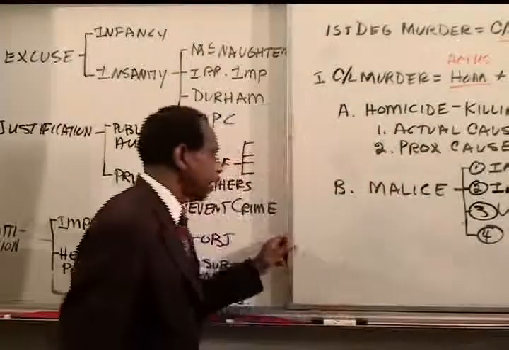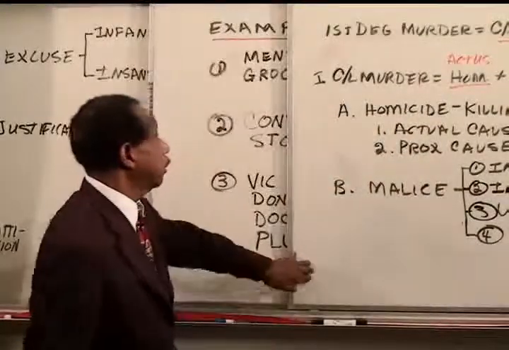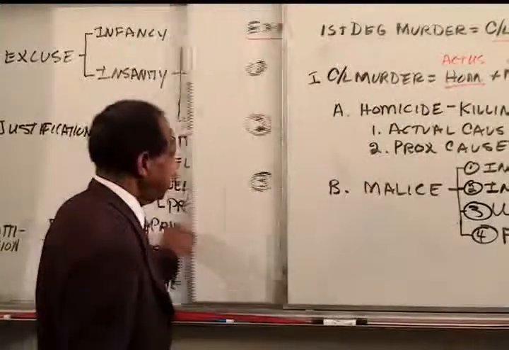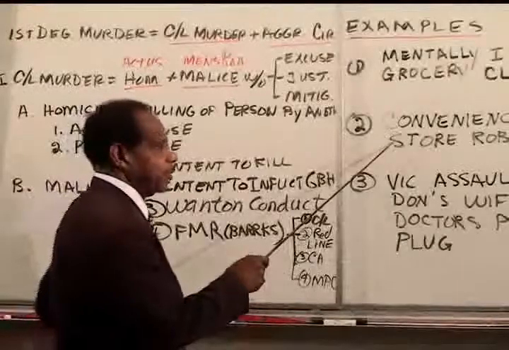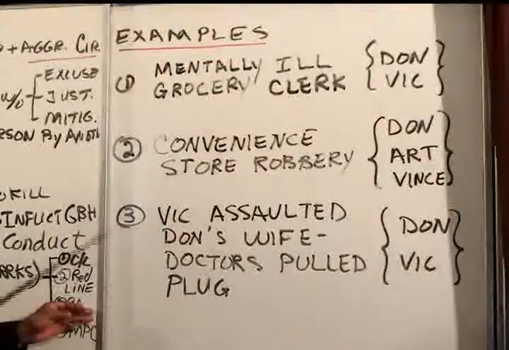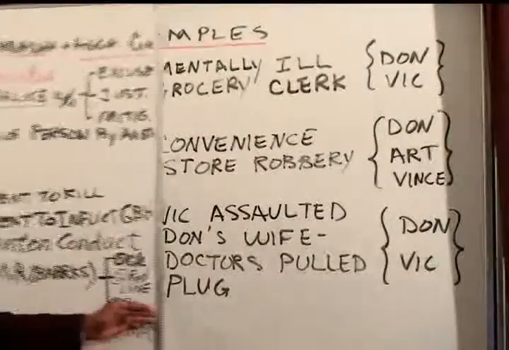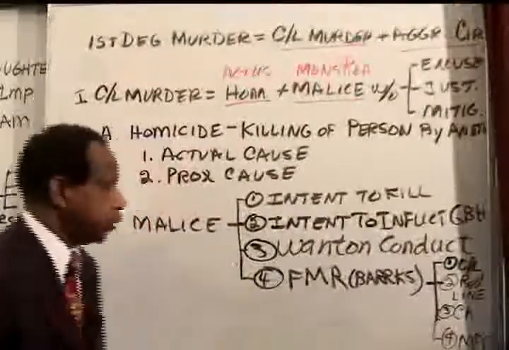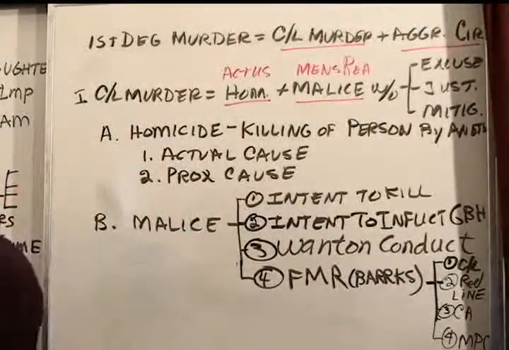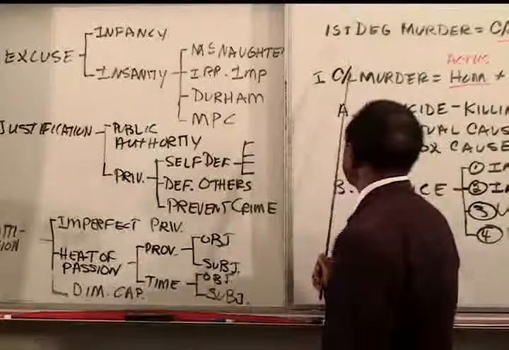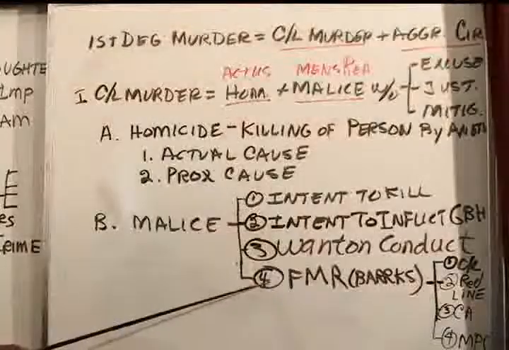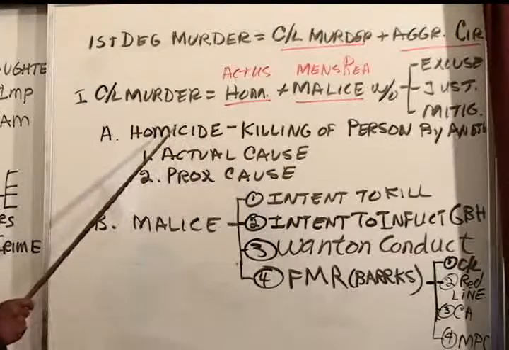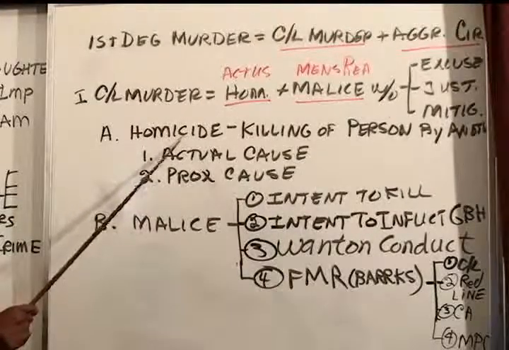Our second example is the robbery of the convenience store. In the robbery of the convenience store, let's take a look at that one. That is our felony murder case. In felony murder, the killing, obviously Don killed Vince, so you have the homicide.